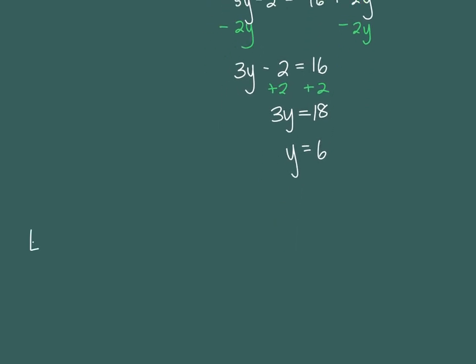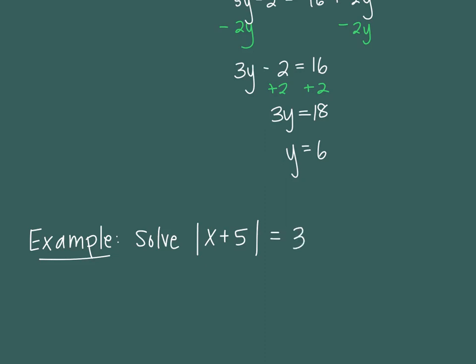Okay, the last two examples have to do with absolute value. And that may be a little bit less familiar to you. Okay, we're going to solve an absolute value problem. The absolute value of x plus 5 equals 3.